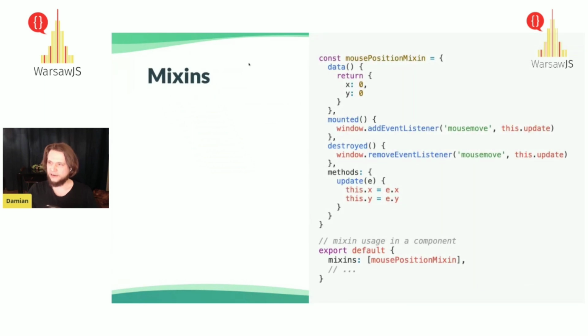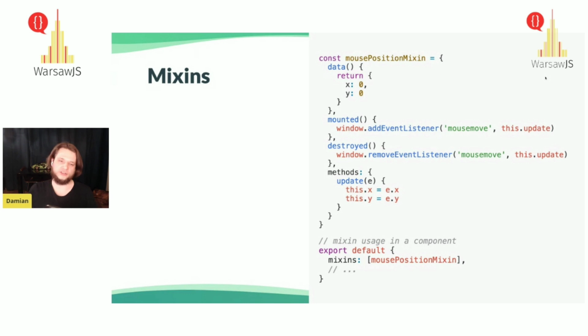They're pretty straightforward. On the right side, you can see the declaration of a component. It has the data, which is the local state, the mounted lifecycle hook, the destroyed lifecycle hook, and methods. All of that, except for the lifecycle hooks, is exposed to the template of the component. And a mixin literally follows the same structure as a component.